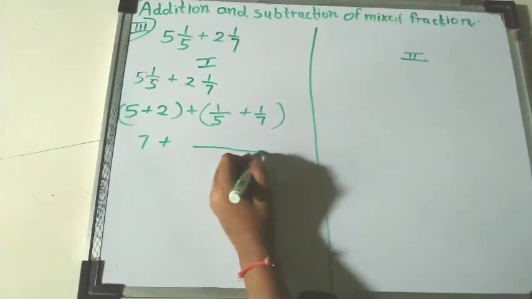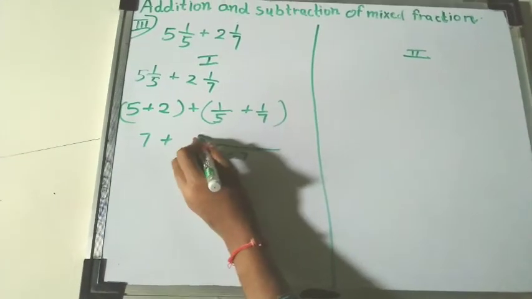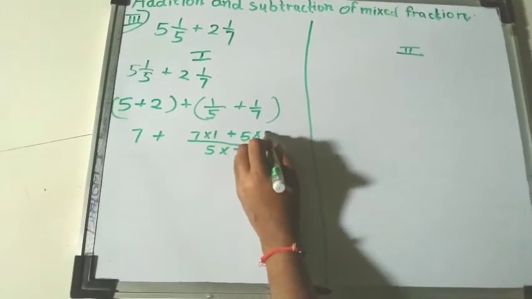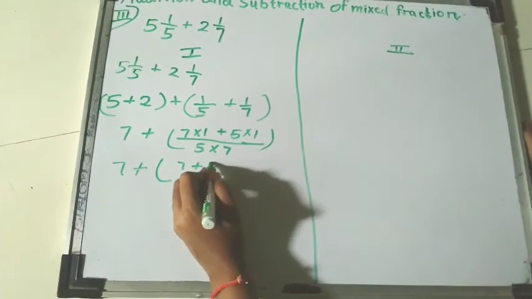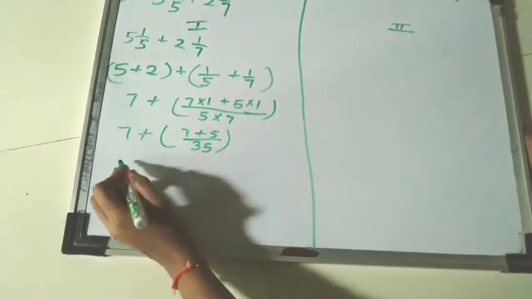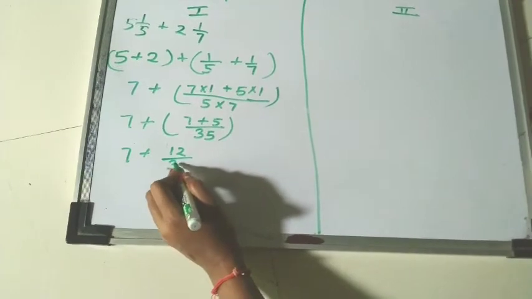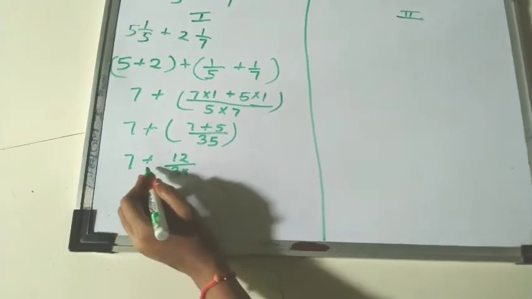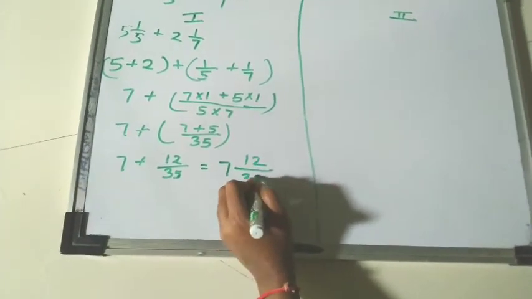7. Plus, here take the LCM, 5 into 7. 5 leave it. You can write 7 into 1 plus 7 stop 5 into 1. It means 7 plus 7 1s is 7, plus 5 1s is 5, by 5 7s is 35. It means 7 plus 5, how much? 12. 12 by 35. What is the answer? 7 plus 12 by 35 equals 7 upon 12 by 35.